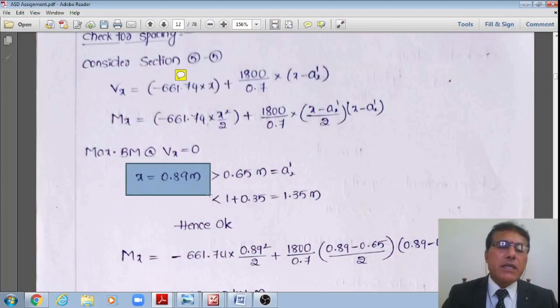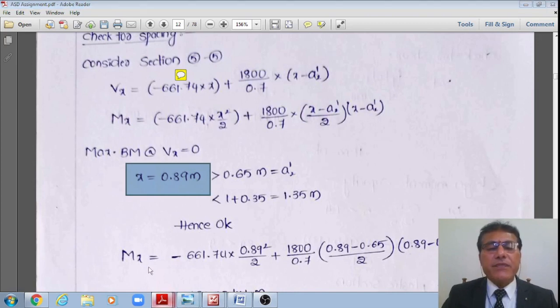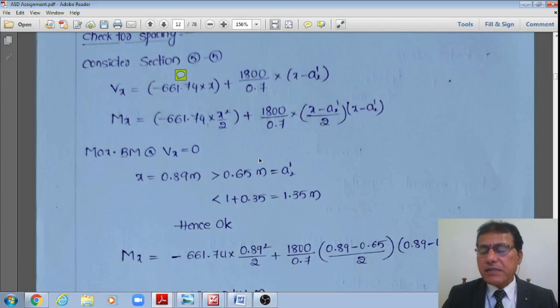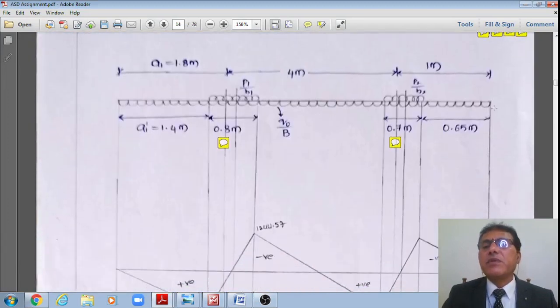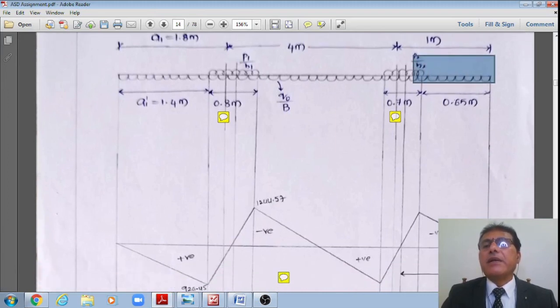However, for maximum bending moment, the shear force must be equal to 0. Equating, under the second column I'll get x equal to 0.89. Here the x is taken with reference to the right hand side. Here this x is with respect to this. That 0.89 is greater than 0.65 plus 0.75, which means 1.35. Therefore that is correct.